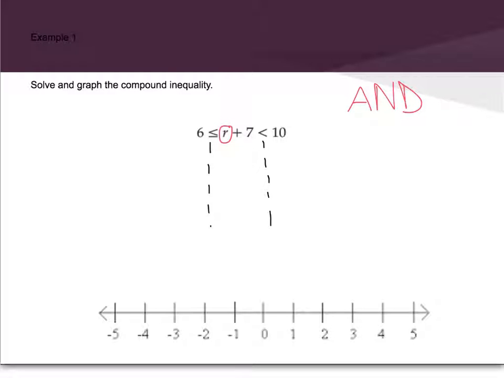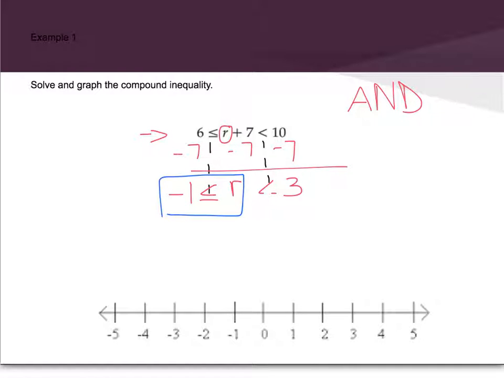So typically, if I wanted to get the r alone, I would subtract 7 from both sides. But now I have an extra side here, so I'm going to subtract it from that side as well. 6 take away 7 is negative 1. I keep my inequality symbols the same. I'm left with r. And 10 take away 7 is 3. So really, I have negative 1 is less than or equal to r, but remember we like the variable to be on the left, so I'm going to flip it. I flip my inequality, so I have r is greater than or equal to negative 1.